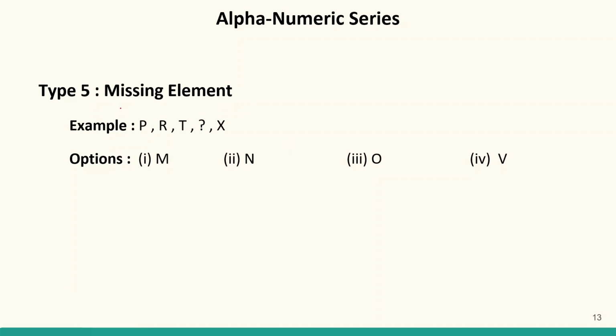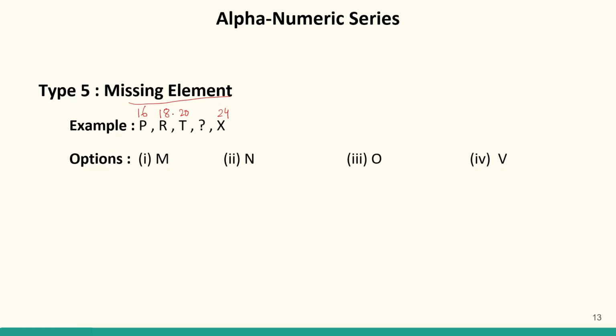Now this missing element series. Missing element series means that there is an element missing in the series that we have to find out. Let's put forward ranks of these numbers. P is ranked at 16. R is ranked at 18. T is ranked at 20. And X is ranked at 24. So there is a number missing over here. There is a rank missing over here.